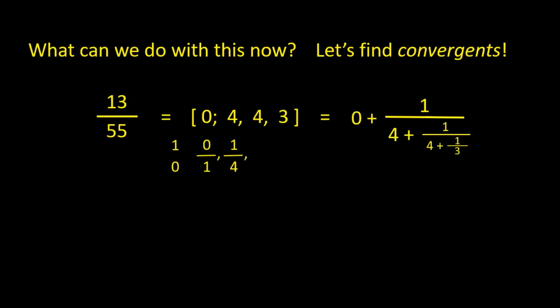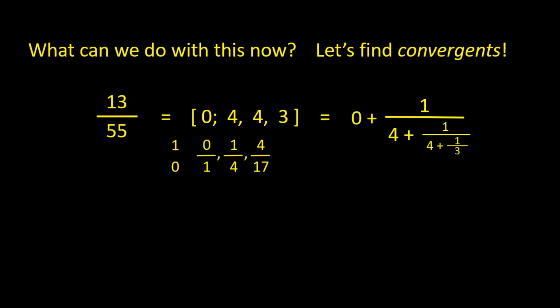Our next convergent is going to use the next partial quotient, the second 4. Again, we'll multiply and then add. So 4 times 1 plus 0 is 4. And then in the denominator spot, 4 times 4 is 16, plus 1 is 17. So our third convergent is 4/17. 4/17 is actually very close to 13/55.